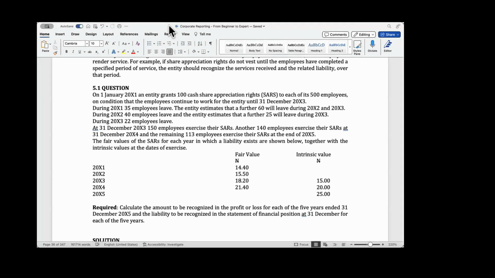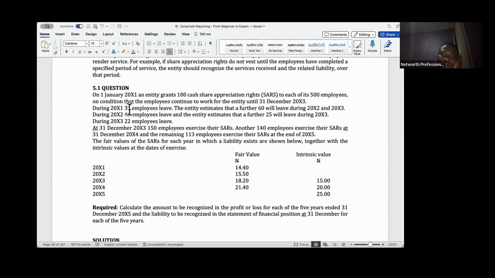I remember you said the estimates were going to be included. So if the first year, 20x1, 35 employees leave, then they're also estimating that 60 would leave. So I added 60 plus 35, then I subtracted it from 500, which gave me 405. Fantastic, fantastic. So, yeah, thank you.